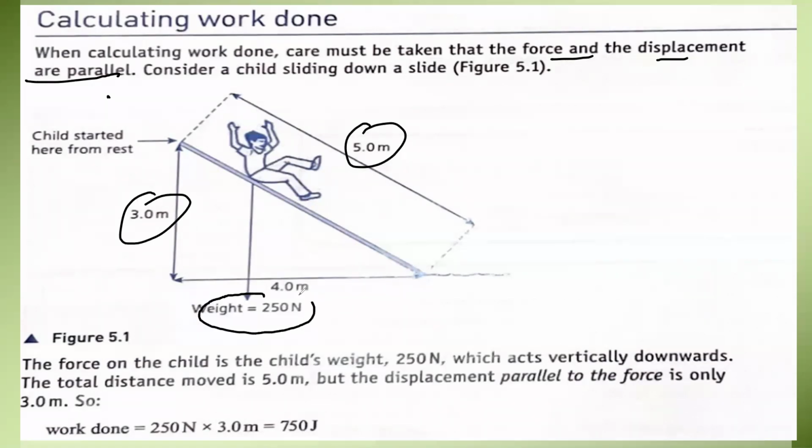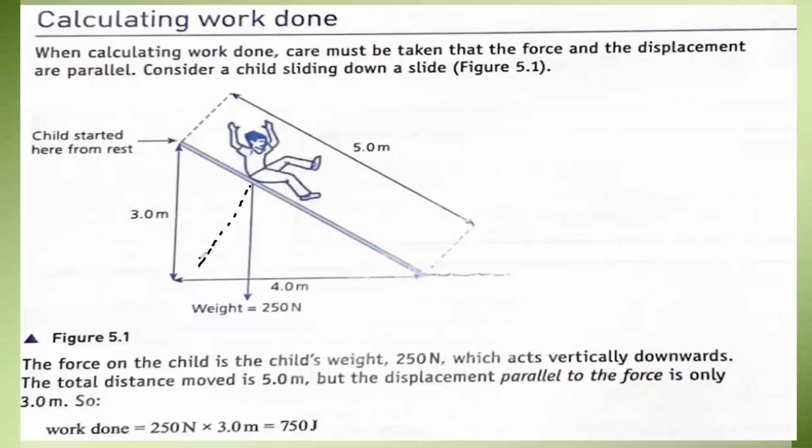The force given is the weight here, which is 250. So what component will I use? I will use 3 meters. So 250 times 3, what do we get? We get 750 joules. If I was dividing the weight into components, with this angle theta here, this is the weight. So this component, with the angle, is W cosine.